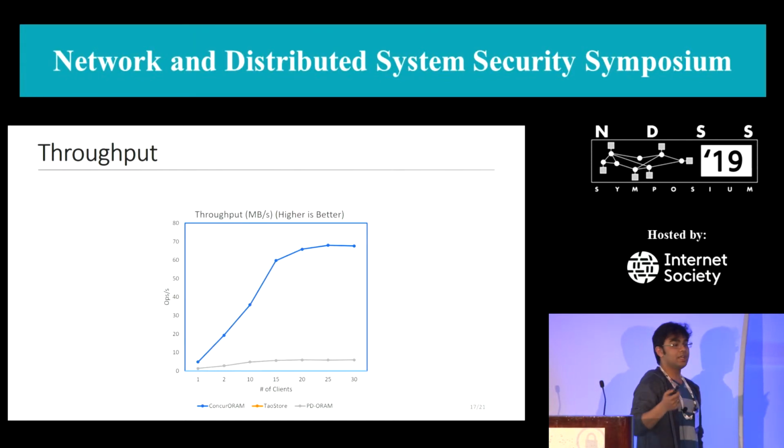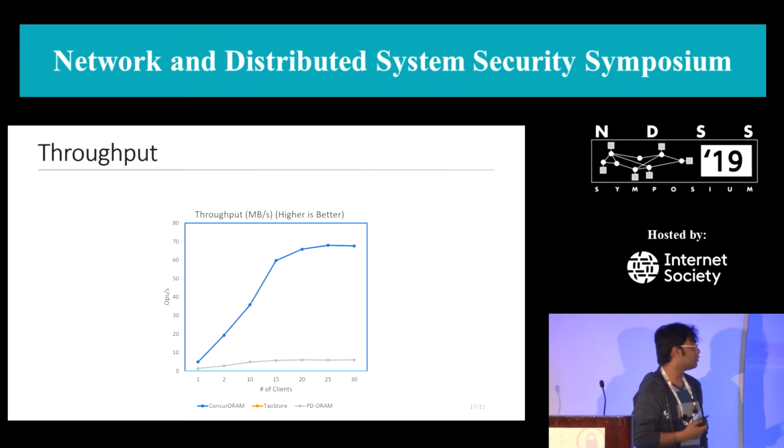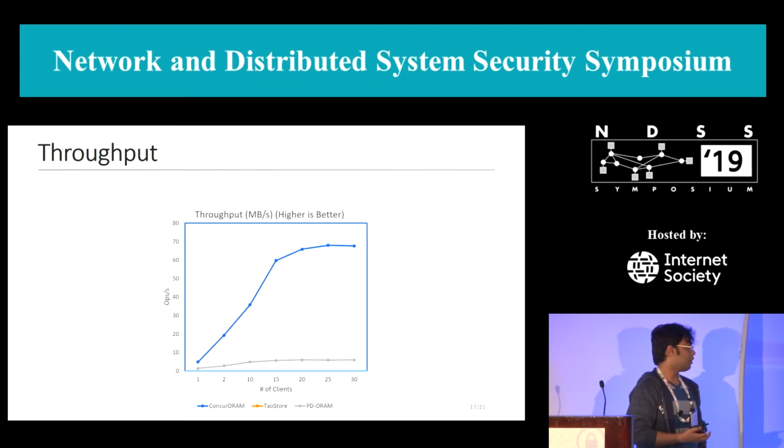So asymptotically, ConcurORAM is going to be faster. And that is the result you see here. So we are measuring the throughput, that is operations you can perform per second versus the number of clients. And of course, you can see that ConcurORAM throughput scales much better, almost by a factor of 8 to 10.